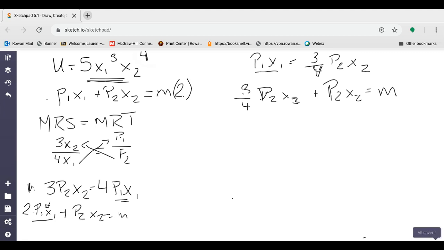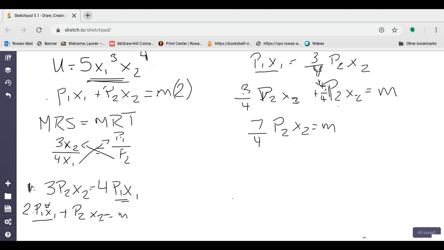So these P2 x2s we can add together. The second one here is just one P2 x2, or we can think of it as a fraction that equals 1, so we can think of it like 4/4, to get it to have the same denominator in the coefficient. So then we add straight across the numerator, 3 plus 4 is 7/4 P2 x2 equals m.